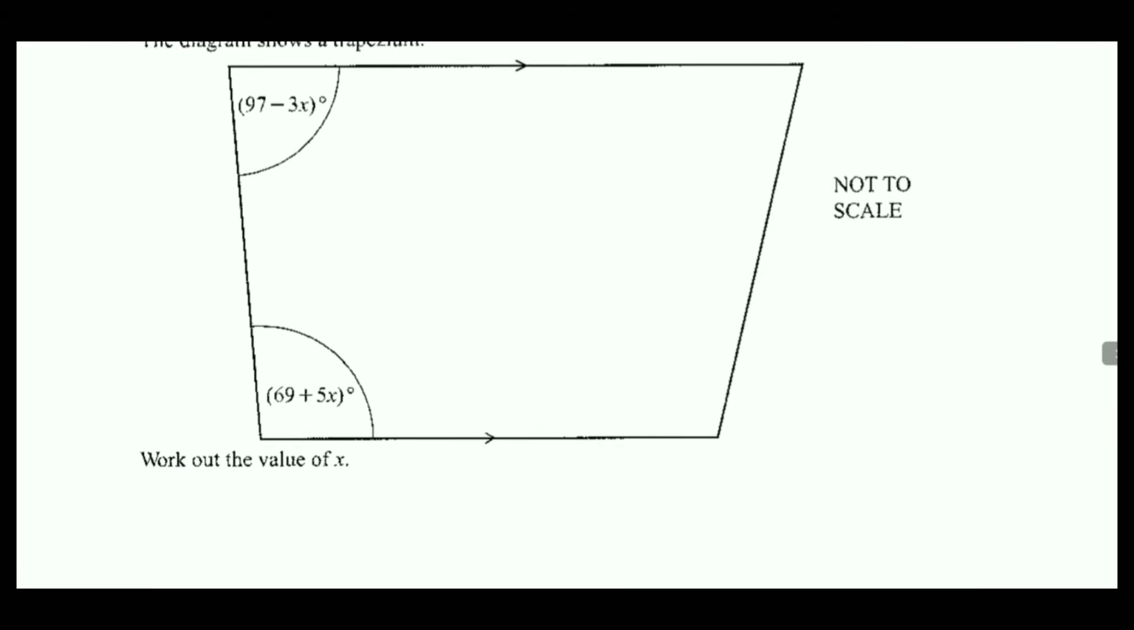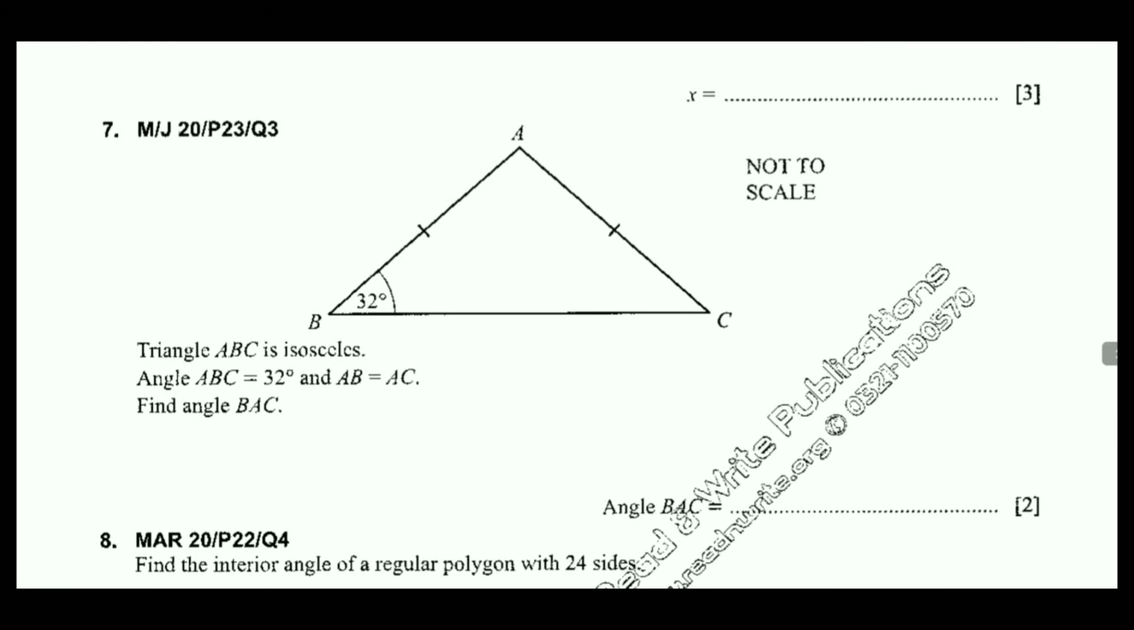Now we will do question number 7. Triangle ABC is isosceles. Angle ABC is equal to 32. AB is equal to AC. Find angle BAC. It means this angle we have to find. So again, this is an isosceles triangle. Its base angles are angle B and angle C, because these two sides are equal. So its base angles will be this one and this one.